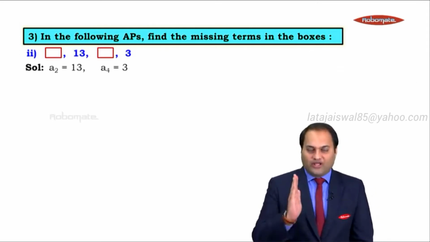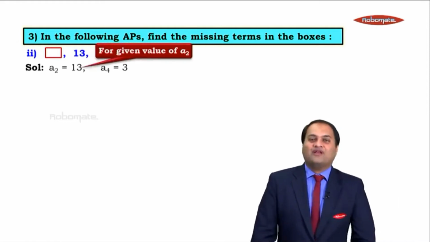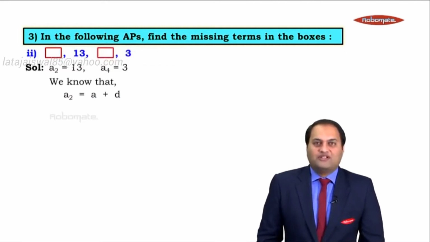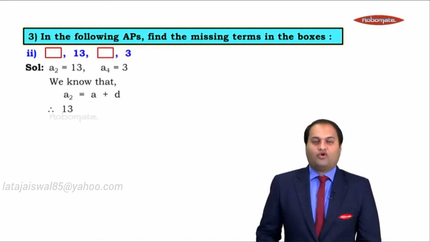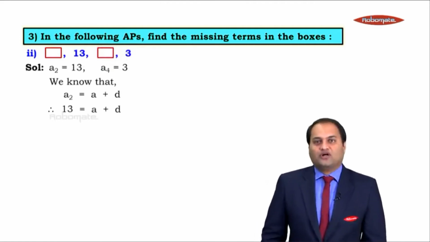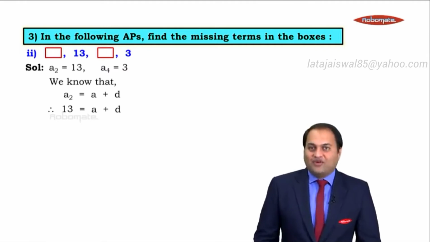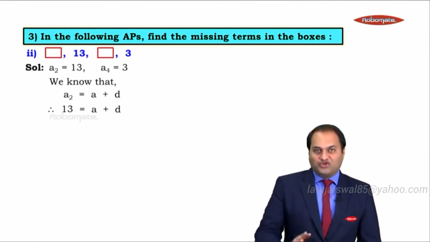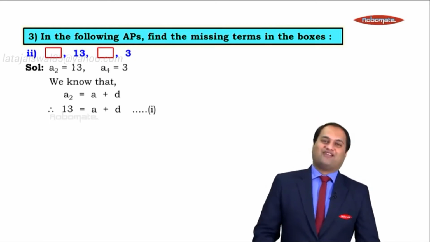First, let's work on A2, okay? And we will get something. Let's see. We know that A2 is equal to A plus D, right? The value of A2 is 13. We don't know A, we don't know D, so 13 is equal to A plus D. As you all can see, we can't do anything to this particular equation. So we are actually getting a linear equation in two variables. Let this be equation number 1.